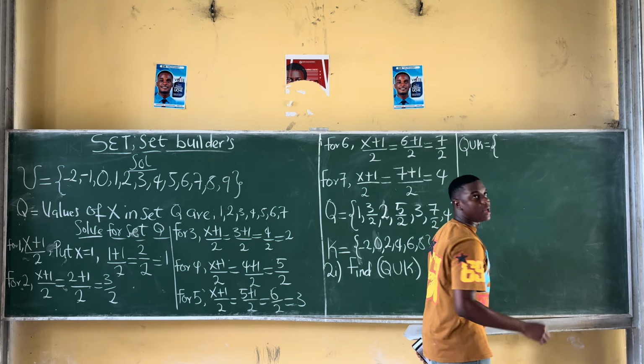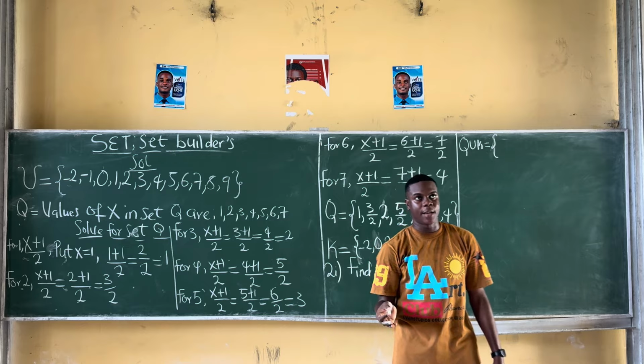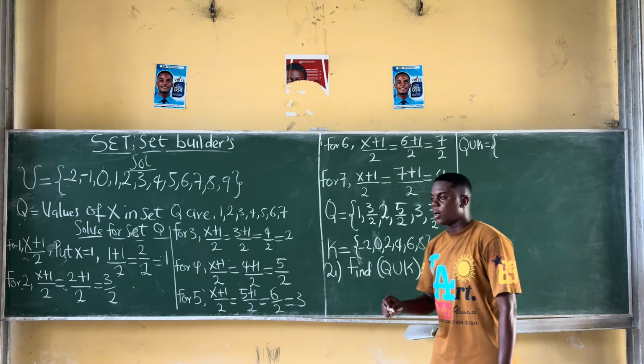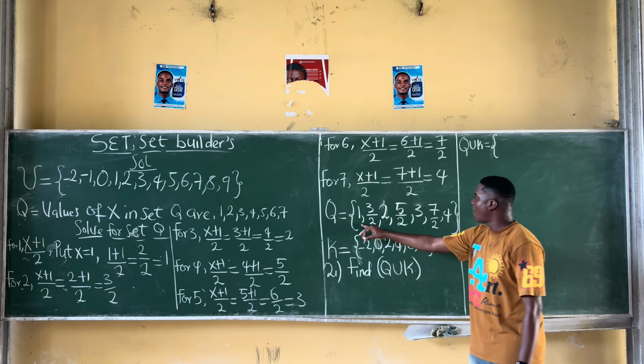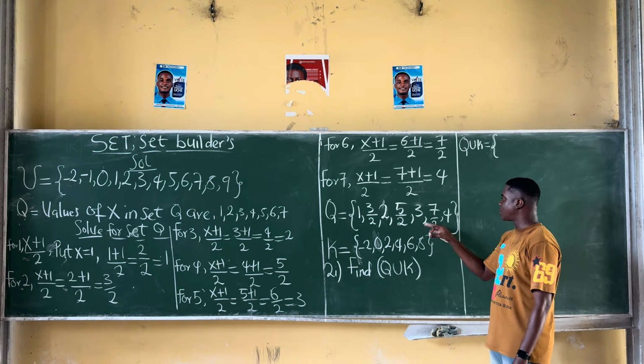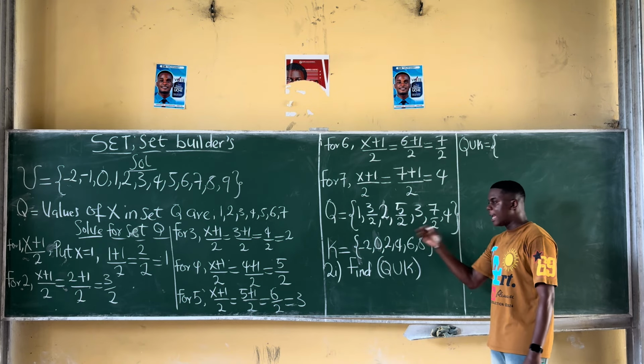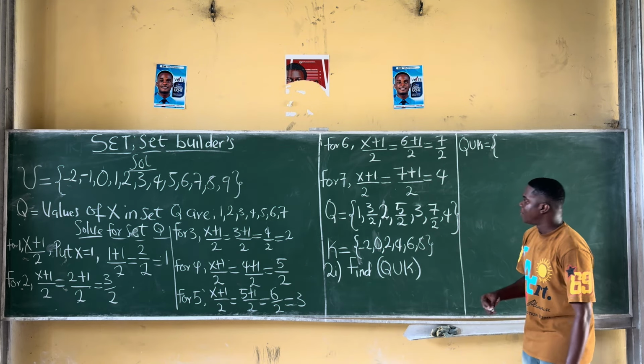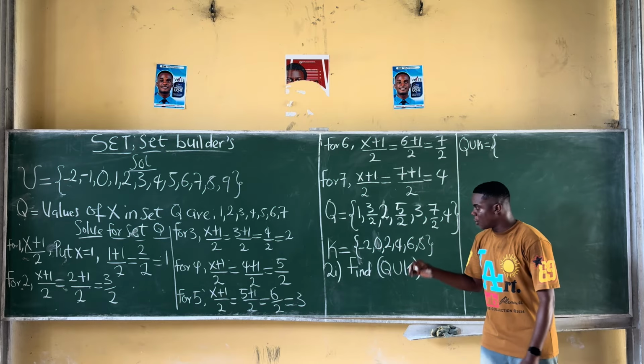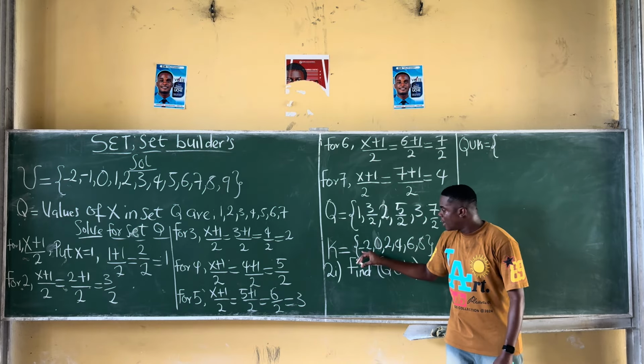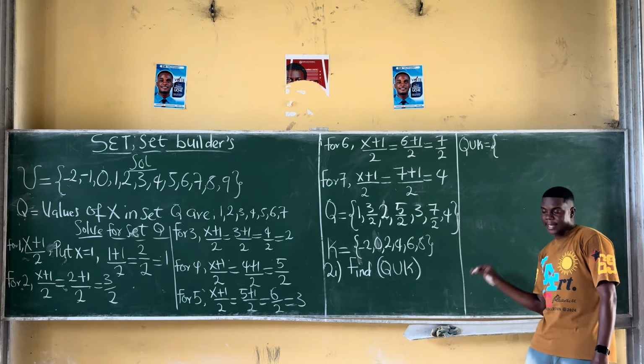So Q and K now. Let's combine the elements in Q and the elements of K without repeating any of them. Alright? So look at the elements of Q: 1, 3 over 2, 2, 5 over 2, 3, 7 over 2, and 4. Elements of Q. Now look at the elements of K. When you are combining a union, you have to start from the smallest to the biggest.